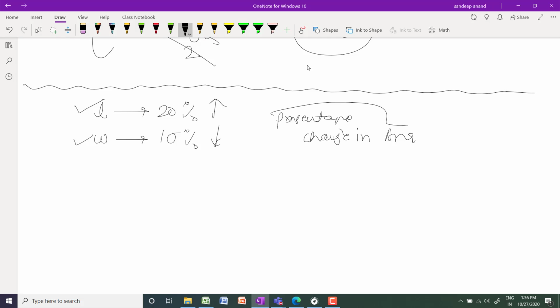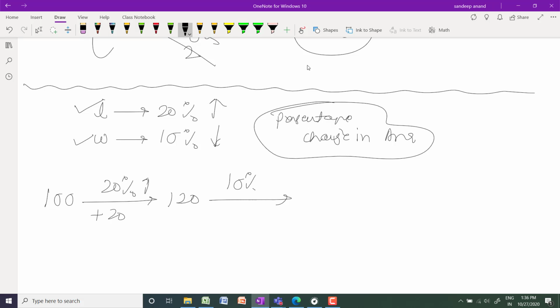So how can I calculate this percentage change in area? You just simply take this 100 as your base. This is my initial area. Now length is increased by 20%. So 20% of this will give you 120. And then 10% decrease in width. Look here, 10% decrease. Decrease means you put a negative sign.